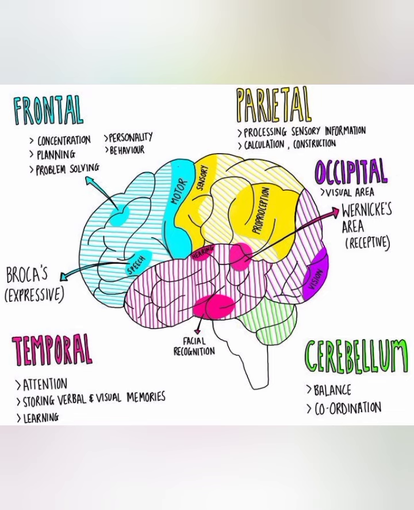Coming to the parietal lobe, the sensory cortex is present in this lobe. It helps in processing, calculation, and construction. Broca's area is present in the frontal lobe, as I have already mentioned. Then coming to the temporal lobe, it is the auditory area. Wernicke's area for language development is in this lobe. Then coming to the occipital lobe, it helps in visual interpretation, also known as the visual area.